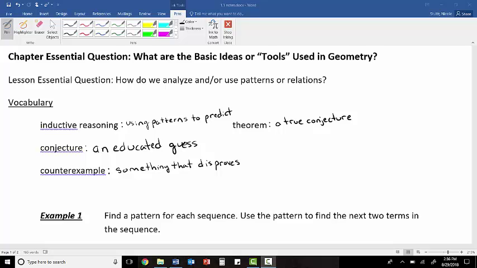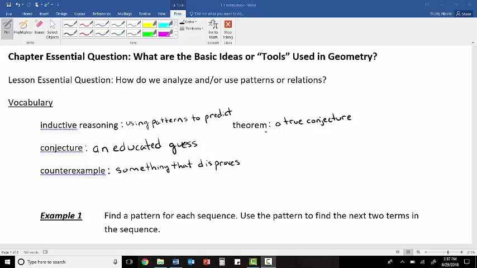Today's lesson is going to cover some vocabulary. We're going to do some pattern analysis, and then we're going to make some of our own guesses based on those patterns. You can go ahead and pause to copy down the following definitions. I did try to keep them short. When you're done, go ahead and unpause the video, and then we'll just pick up where we left off.